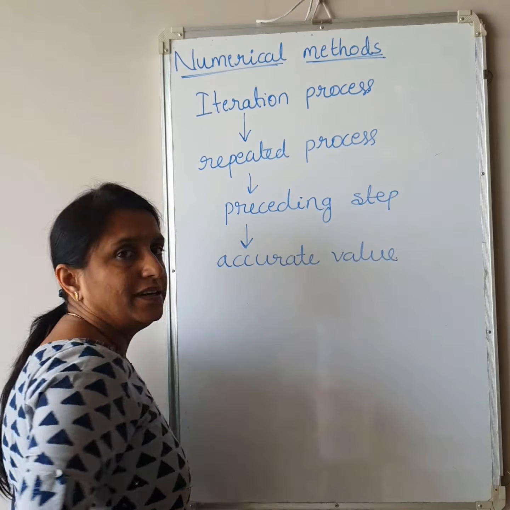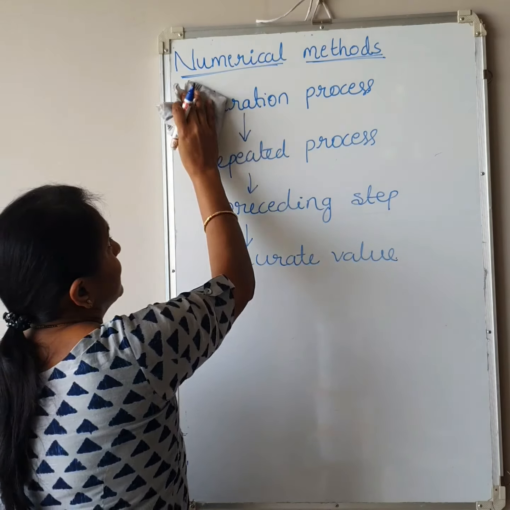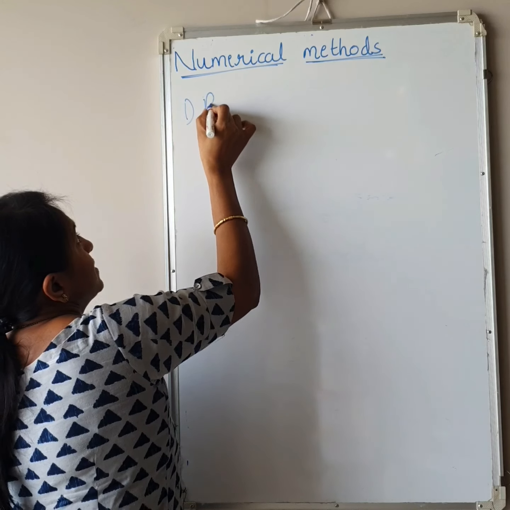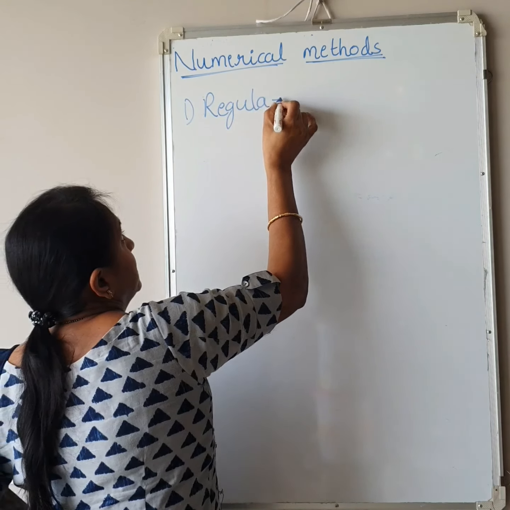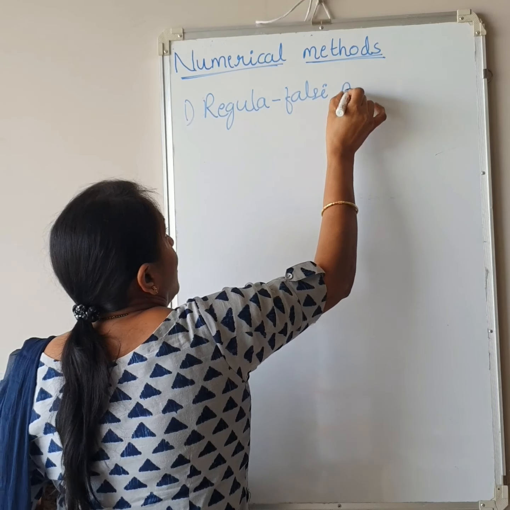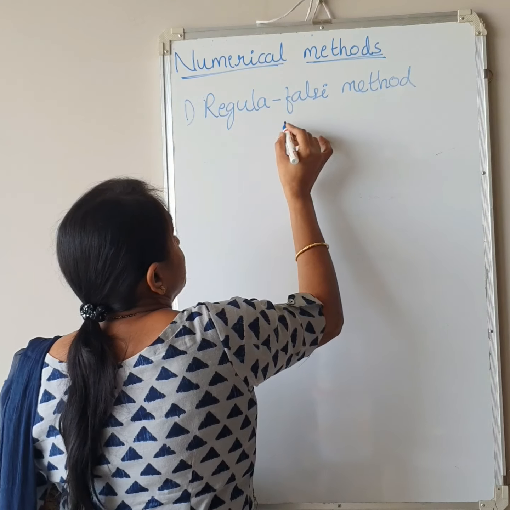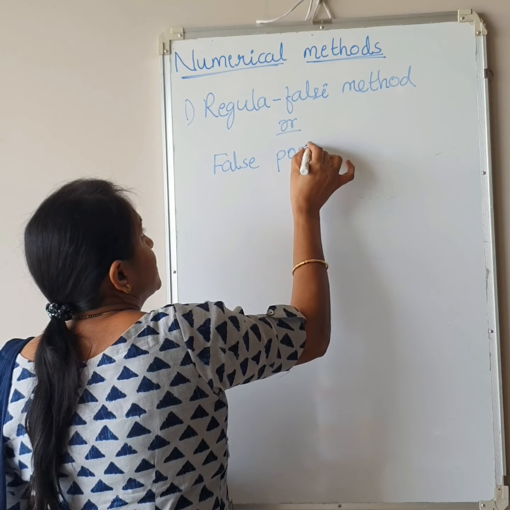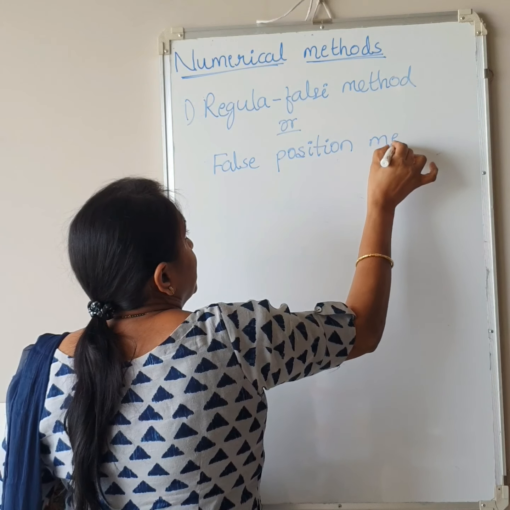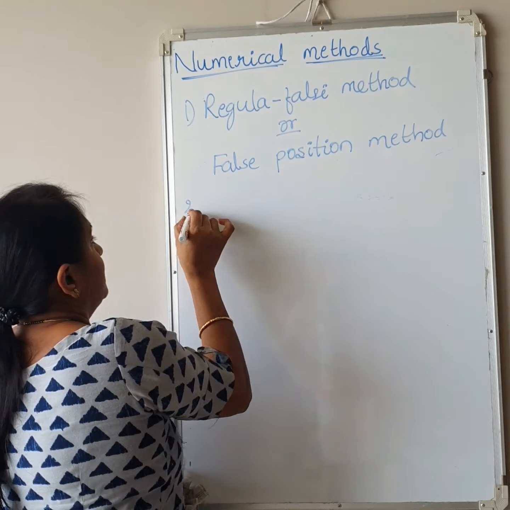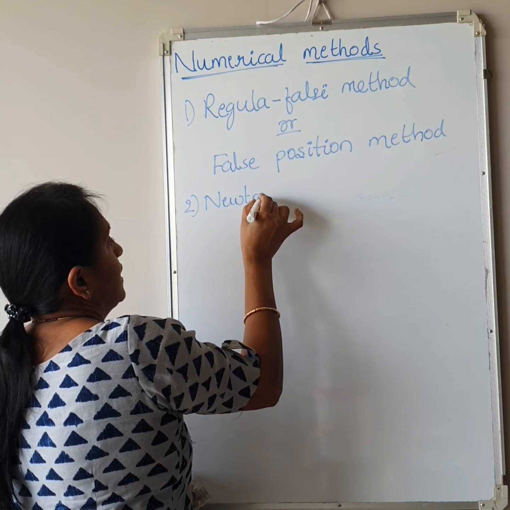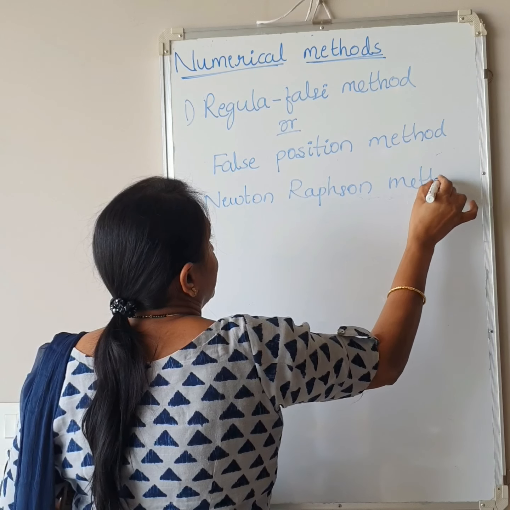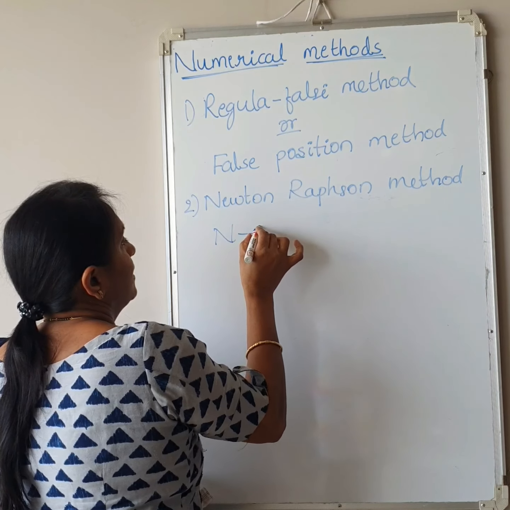In engineering mathematics 2, we have two methods. One is the Regula Falsi method, also called the false position method. Both are the same. The second method is the Newton-Raphson method. In short, it is also called the NR method.